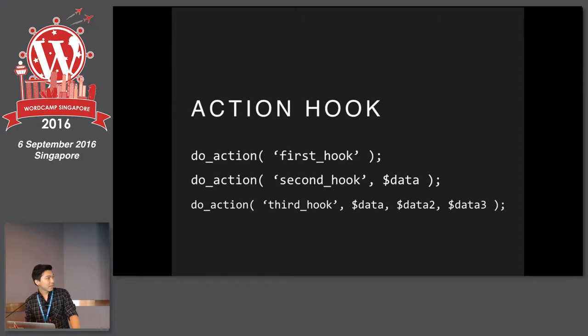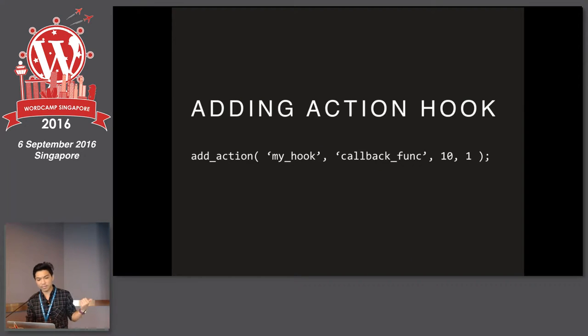I've got some examples here with different implementations of do_action. We have do_action with only the hook name as the parameter. We have another one with a hook name and a single argument or data. And the last one has a hook name and three arguments. So that's how the variations of using do_action look, and those are all valid.